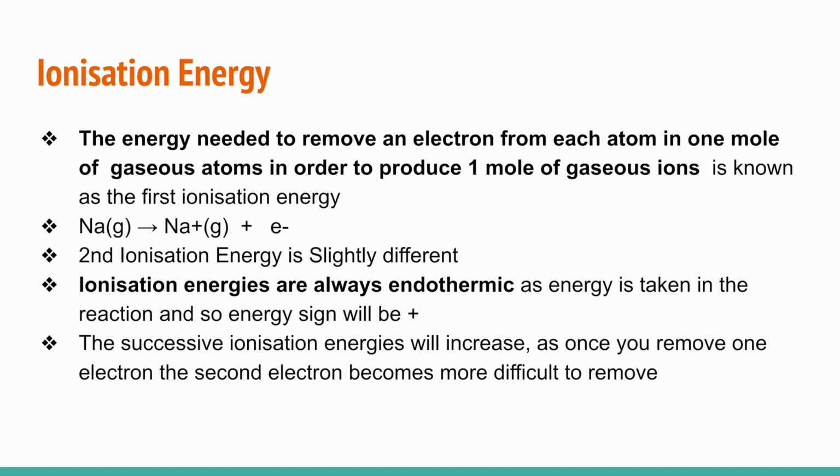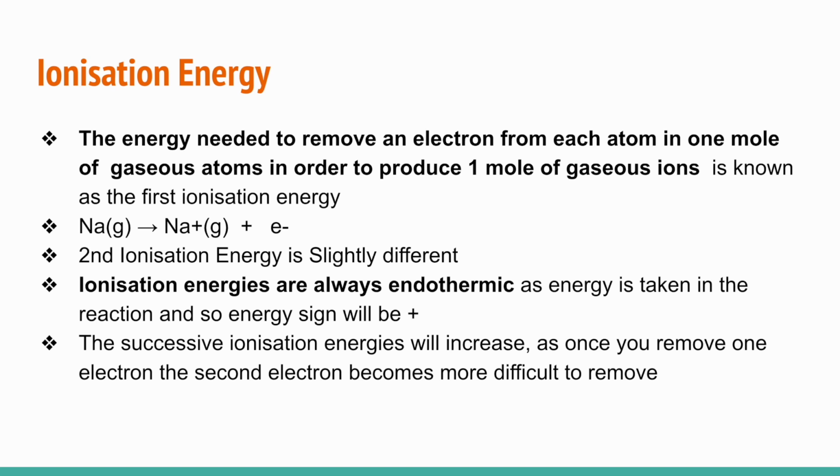Ionization energies are always going to be endothermic because energy is taken in during the reaction, and therefore the energy sign will be positive. Successive ionization energies are when we're looking at a group of ionization energies, so first, second, and third, say. They become very important in understanding trends and evidencing the orbital structure of atoms and ions.